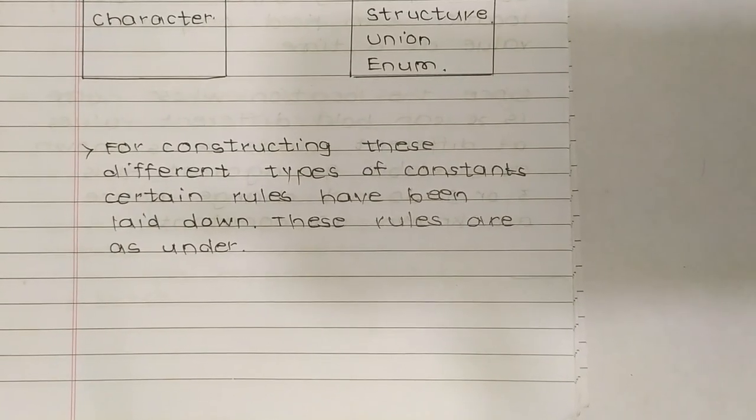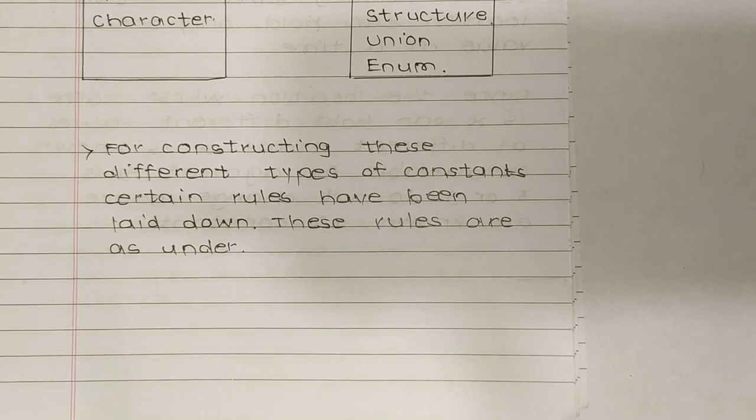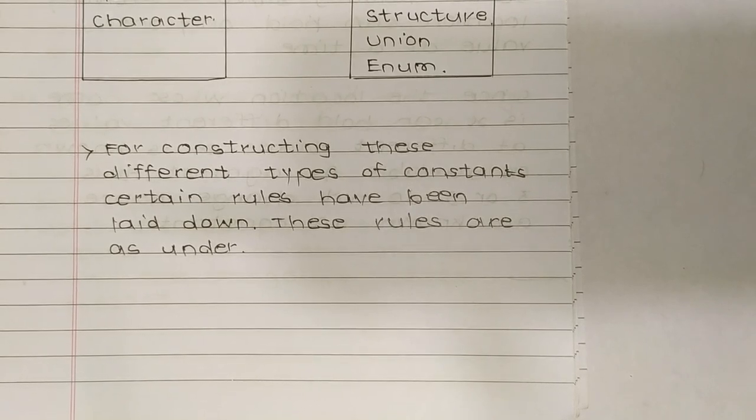For constructing these different types of constants, certain rules have been laid down. These rules are as under. We cannot construct a constant in any manner. Laid down means they have been applied. So there are certain rules which have been applied. These rules are as follows.